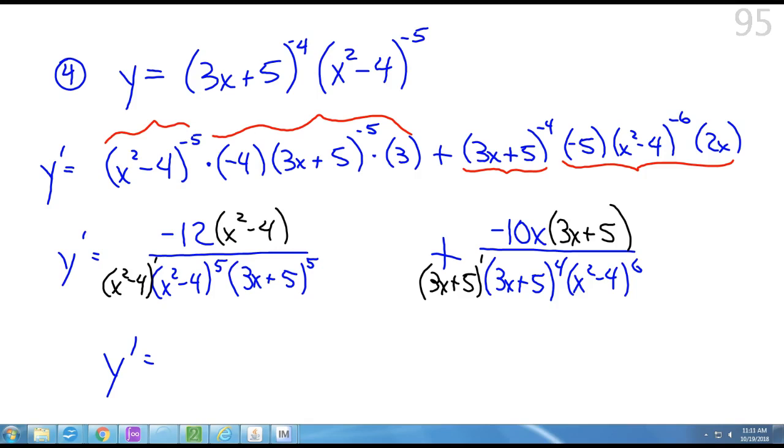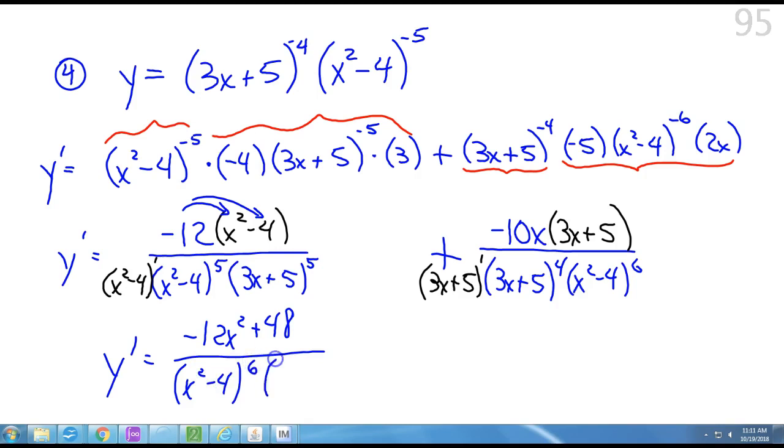Now you just got to do some simplifying. So this would be negative 12x squared plus 48 over, now how many x squared minus 4s do I have? 6. Well, they have to be in my answer though. You know, if I have like 2/3 plus 5/3 and 7/3, the 3 stays. Is that what you meant?